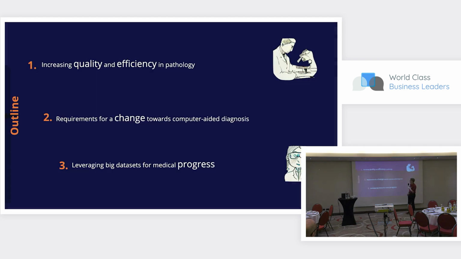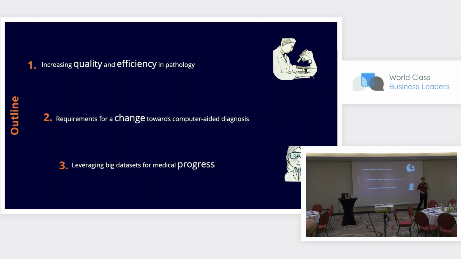Okay, so this is the outline of my talk. First of all, I want to show how to increase quality and efficiency in pathology using AI tools, and also where we can really start and set off to deliver. Then also the requirements that are still partially not fulfilled towards computer-aided diagnosis, and how we can then transform this into a medical process, which is a different part of that, right? So efficiency and quality is from the status quo, and the progress is of course also being able to diagnose more than we currently do.